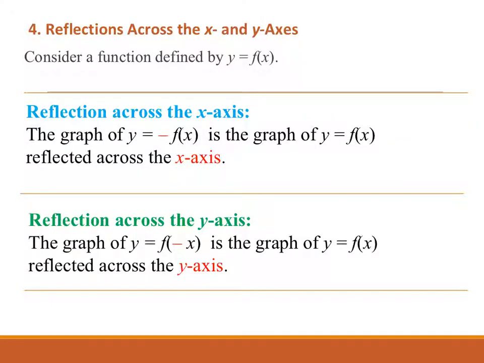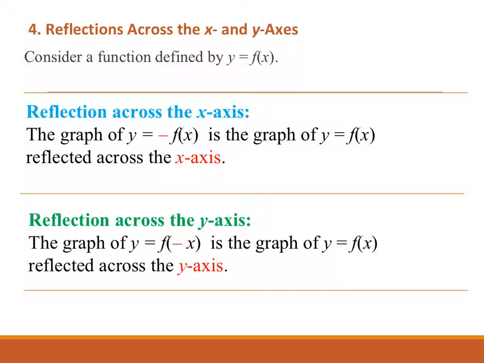So our fourth objective is looking at reflections across the x and the y-axis. So we're going to consider a function defined by y is equal to f of x. So the reflection across the x-axis is the graph y equals minus f of x, is the graph of f of x reflected across the x-axis.